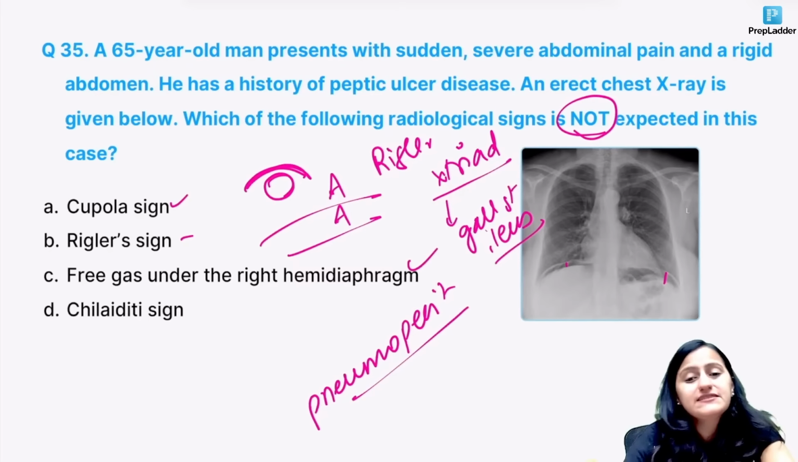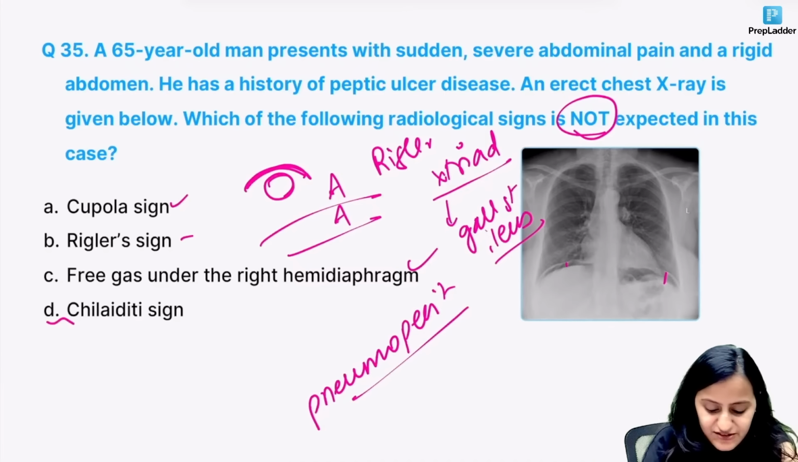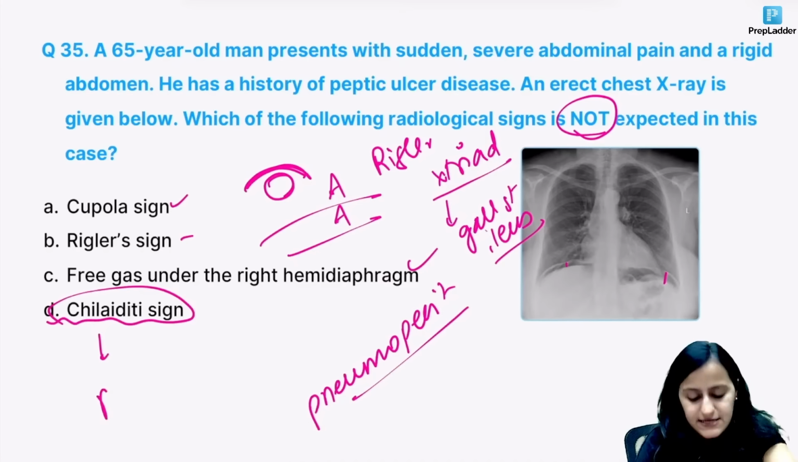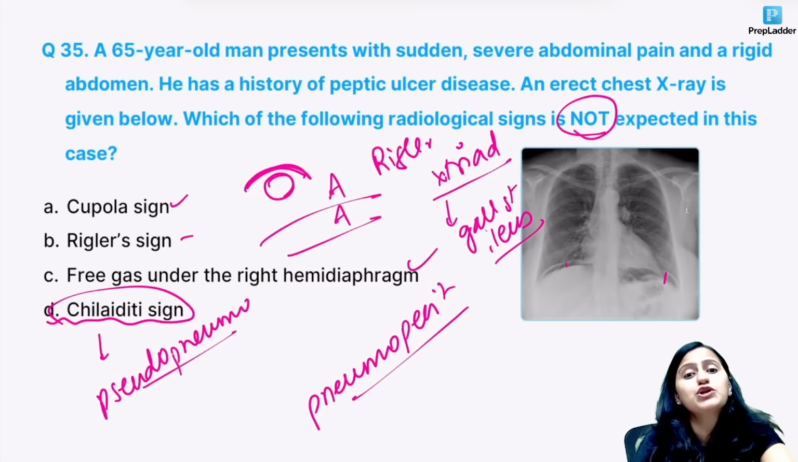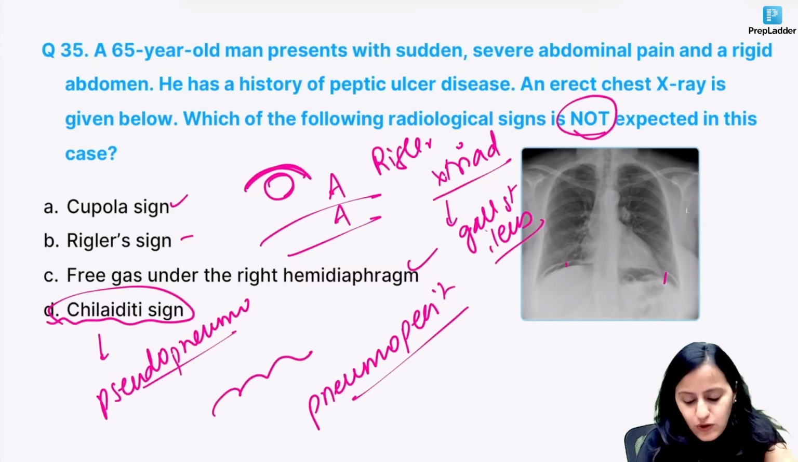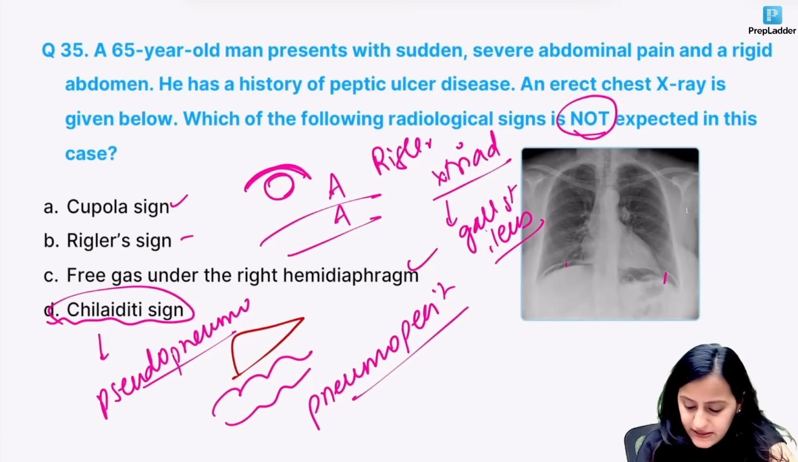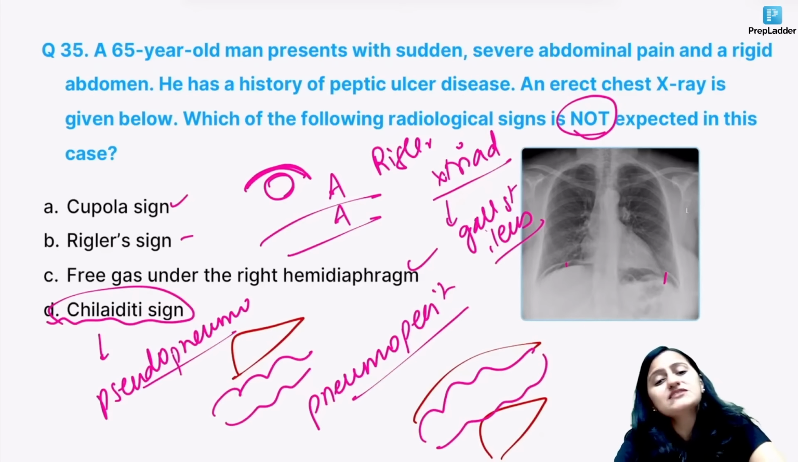Free gas under the diaphragm is seen, what is not seen? Chilaiditi's is not seen. Chilaiditi's is pseudopneumoperitoneum. Okay, pseudopneumoperitoneum. When you have the colonic loop coming in between the diaphragm and the liver, you have a colonic loop coming in. That is what is Chilaiditi's.